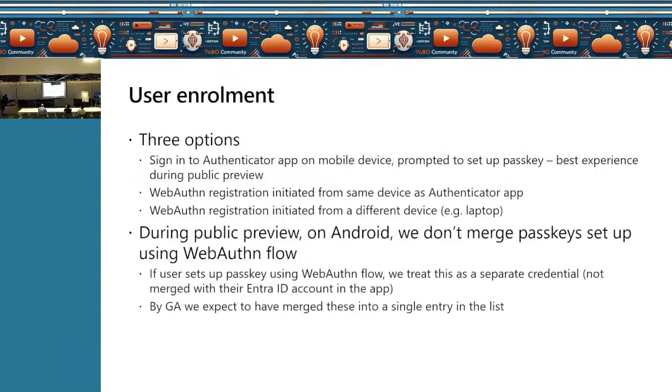Now, there are three options of enrollment. Okay, and I'm going to show you a demo of all these three options. The first option is signing into the Authenticator app on the mobile device and setting up a passkey. This is the best user experience. It's no longer in public preview. This was probably a month back slide, but this is something which is available. The second is WebAuthn registration initiated from the same device as Authenticator. And the third is WebAuthn registration initiated from a different device, so laptop and your phone. So this is something which I think someone asked a question about, so I will show it to you as well.